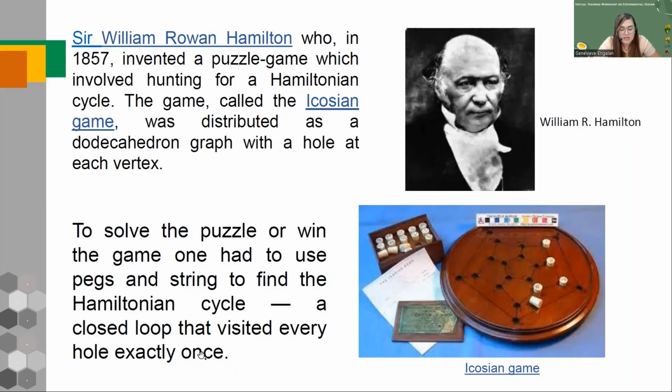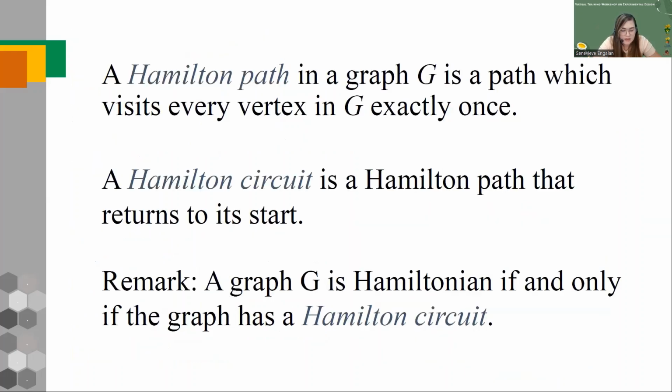So it will visit all of them exactly once, and then start and end at the same vertex. Okay, so a Hamiltonian path is one that visits each vertex exactly once. A Hamilton circuit visits each vertex exactly once, then starts and ends at the same vertex. A graph is Hamiltonian if and only if we can find a Hamilton circuit in it.